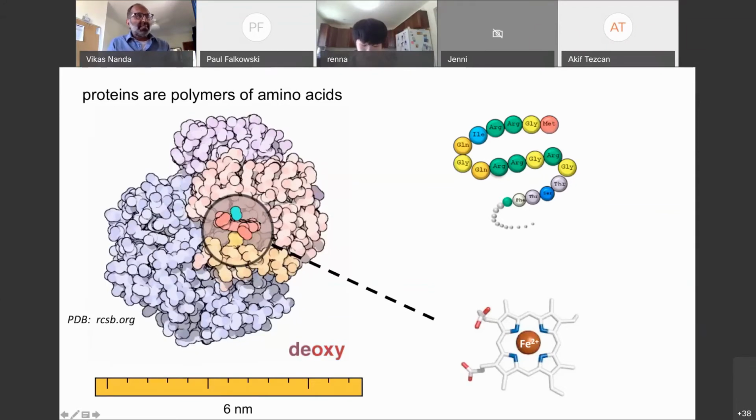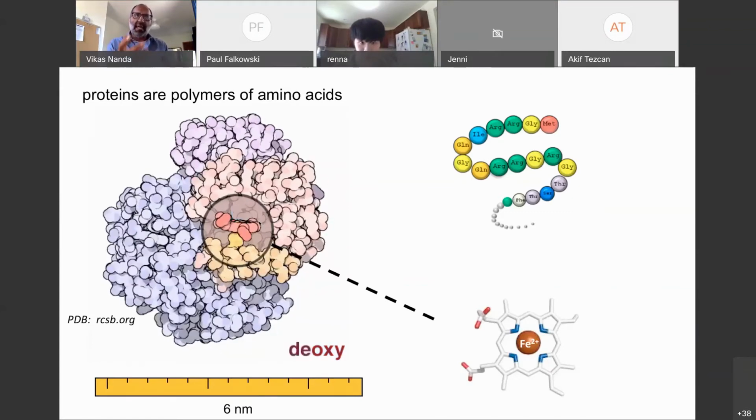So this is a protein that we have today. And as Paul had mentioned, really the goal of theme one is to understand how something as elegant and complex as this could have evolved from simpler forms.